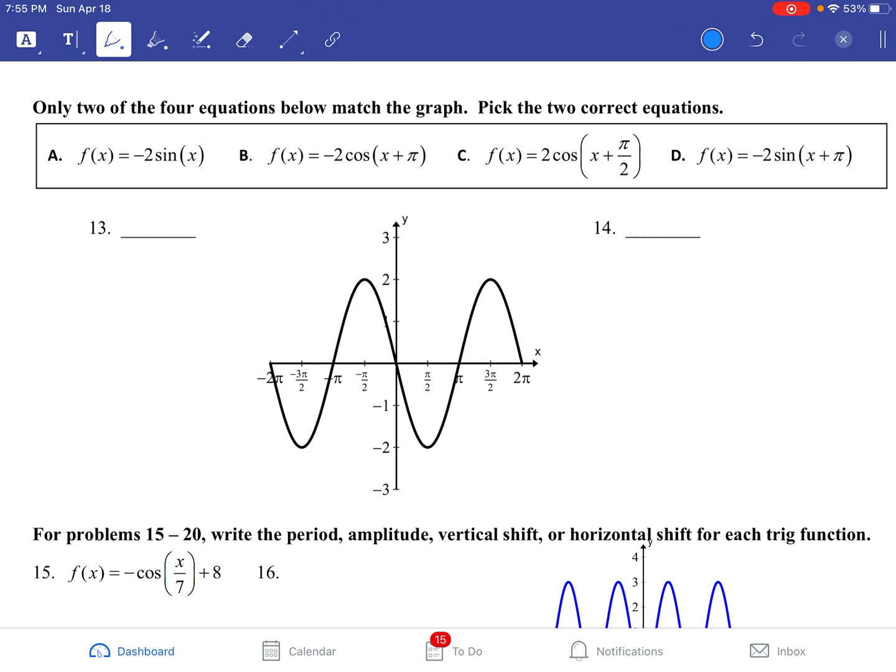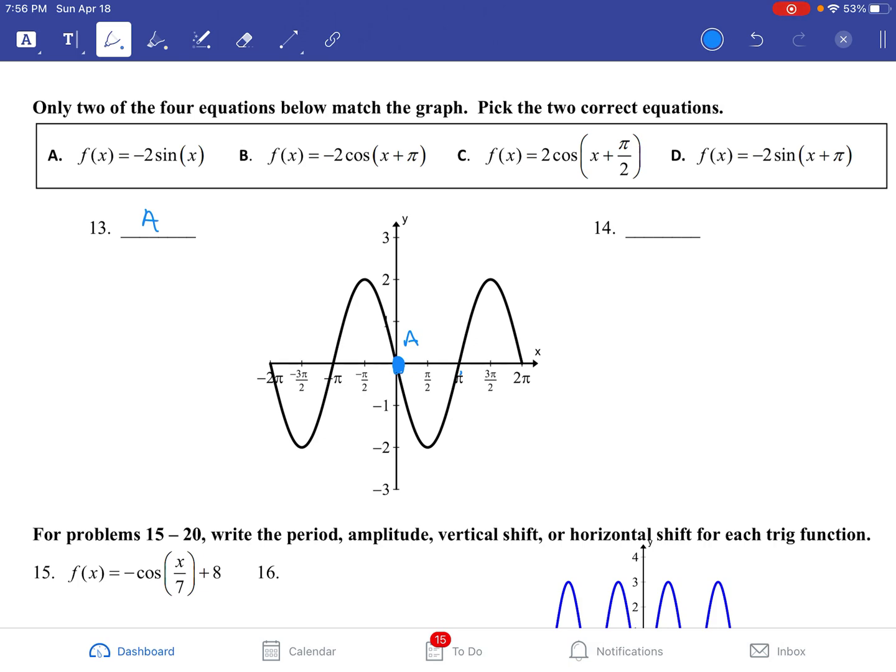We can see that if you start the graph here and do a reflected sine function, that's what it is. So that's kind of what this first one is. Negative 2 sine starts at 0. It goes down 2, up 2, up 2, and down 2. That is that function starting at this point right here. So this is A. So that does work.